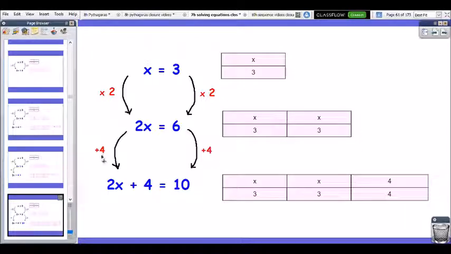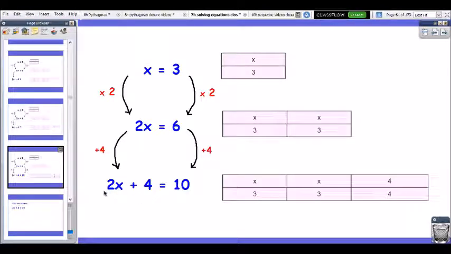So whatever I do to the left-hand side of my equation, I need to also do to the right-hand side of my equation to keep that balanced. So we always think in terms of balancing when we're solving or creating equations. Okay, so that's how I make a question.